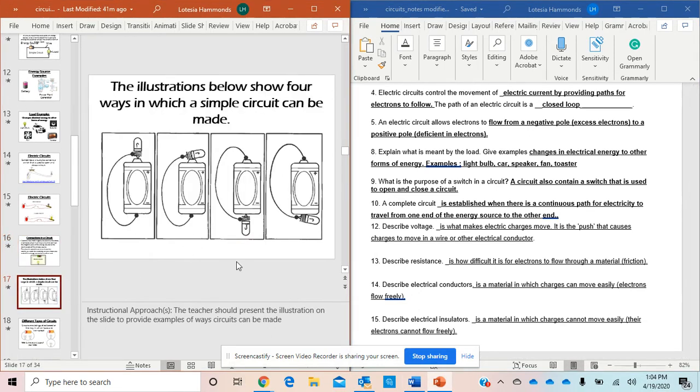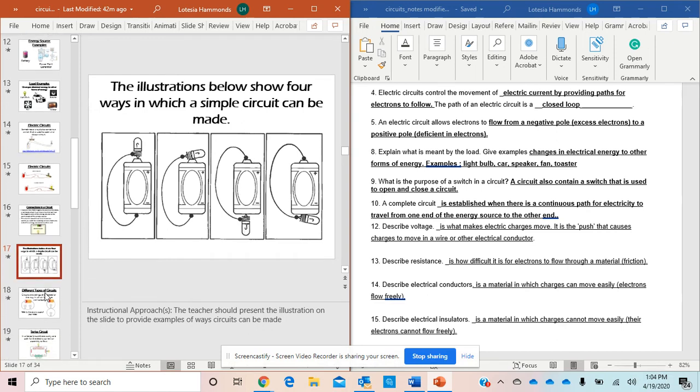All right, so in this slide, it shows you some illustrations below to show 4 ways in which a simple circuit can be made. Actually, it's just giving you different examples of how the wire, the load, and the energy source are all connected.